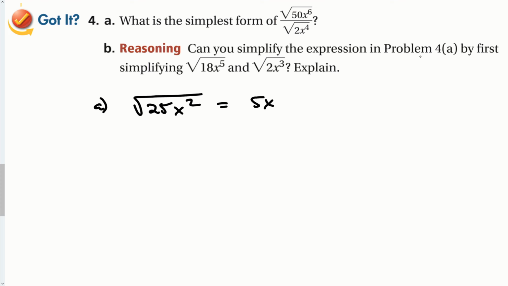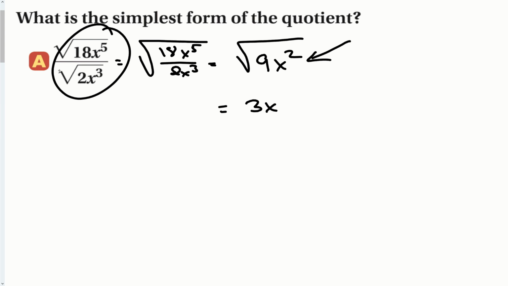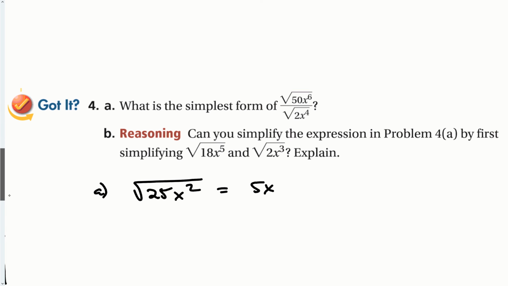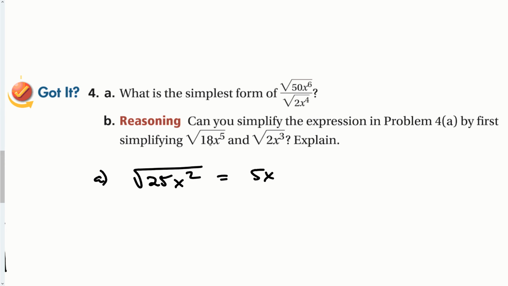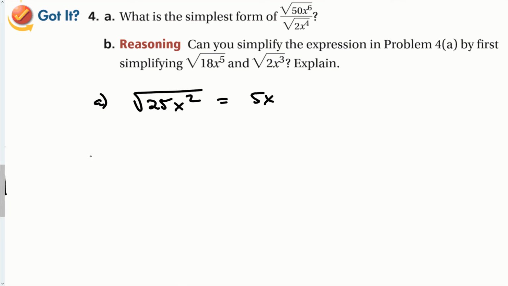Can you simplify the expression in problem 4a, back up here, the first one? Can I simplify the square root of 18 and the square root of 2 first? Well, no. The square root of 18 doesn't really simplify. It can simplify. Okay, you could. So if we started with this, we could have taken the square root of 18x to the fifth over 2x to the third.